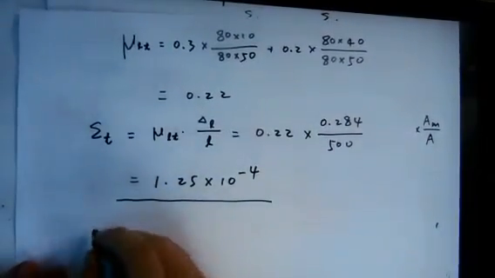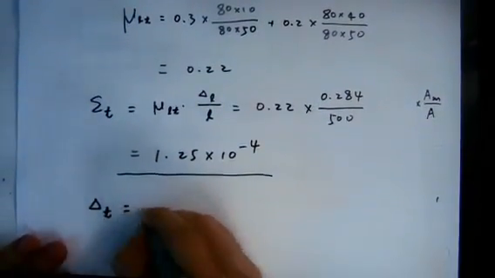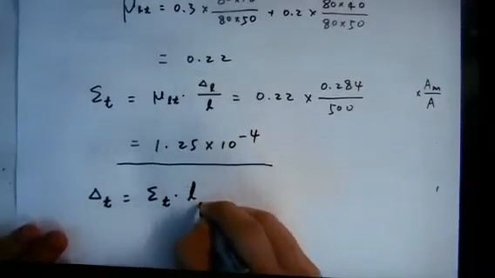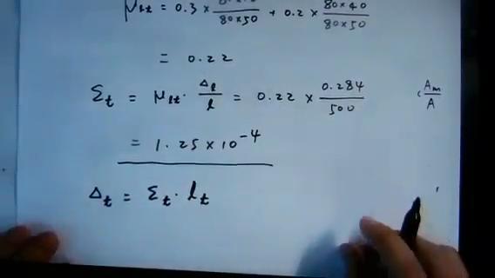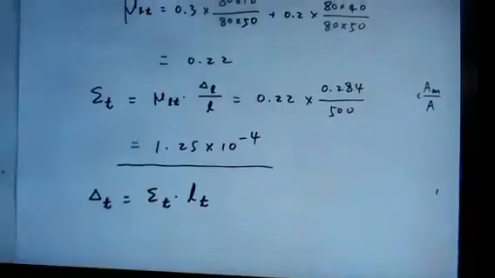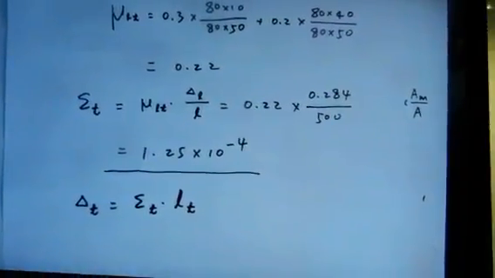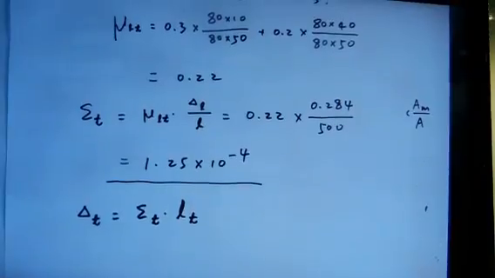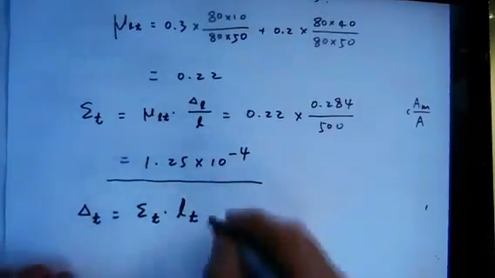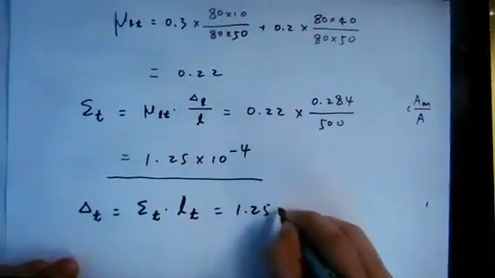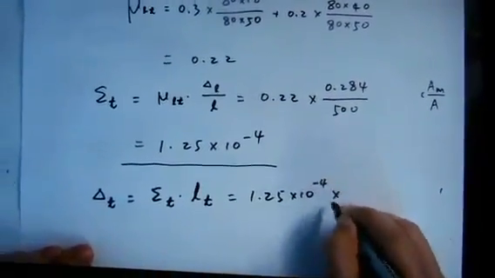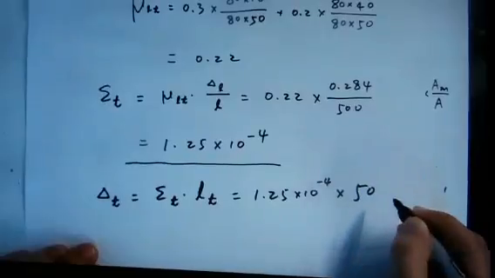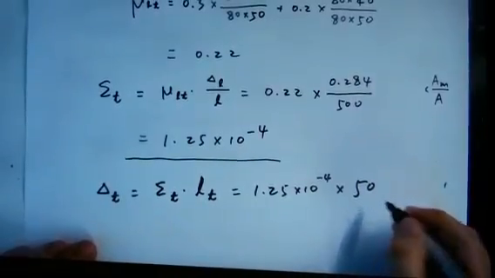Okay? So then what is the reduction? It's epsilon T times LT. You know the strain, you know the original height, right? The strain is the reduction divided by the original height. Now you have the strain already, so you can calculate the reduction. The height is 50 millimeter, right?